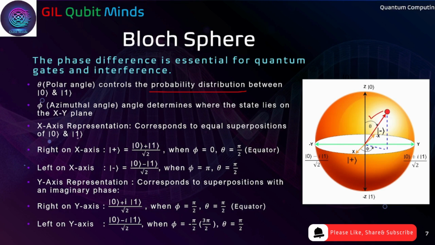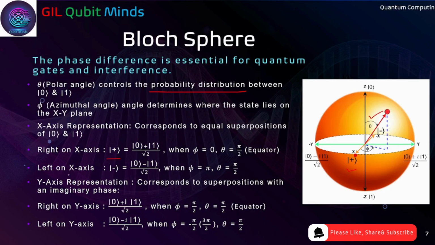If we correspond to the x-axis representation, we can see this is the x-axis plus ket. On the x-axis we get 0 ket plus 1 ket by root 2. This is the equator of the sphere, you can call it. If phi becomes 0, it will lie on this x-axis, and if theta is 90 degrees, it will directly fall on the equator. It will be positioned here.